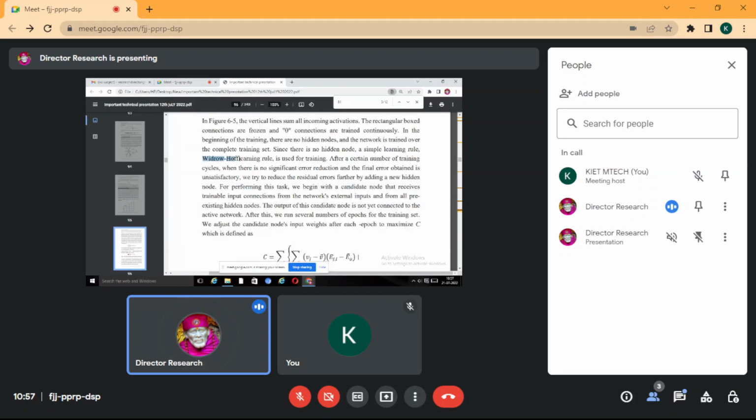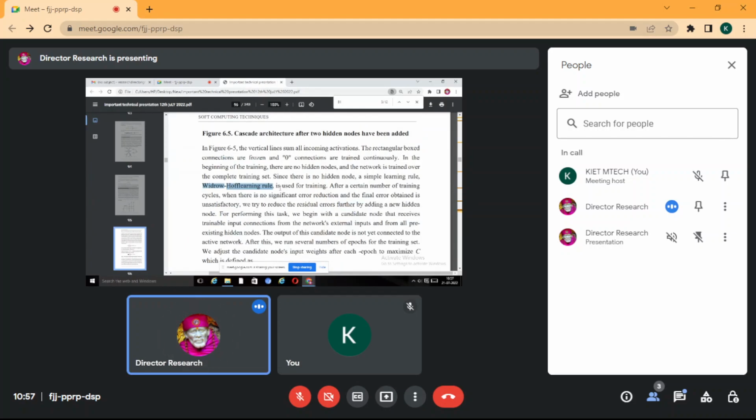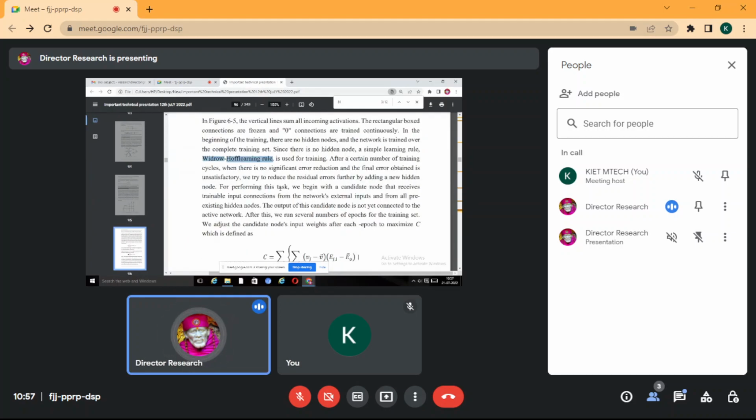Some simple learning rule is used for training the cycles. There is no significant error reduction and the final error is unsatisfactory. We try to reduce the residual errors by adding a new hidden layer node. Performing the task, we begin with a candidate node and it receives trainable input connections from the network's external inputs and from all pre-existing hidden nodes. The output of this candidate node is not yet connected to the active network.